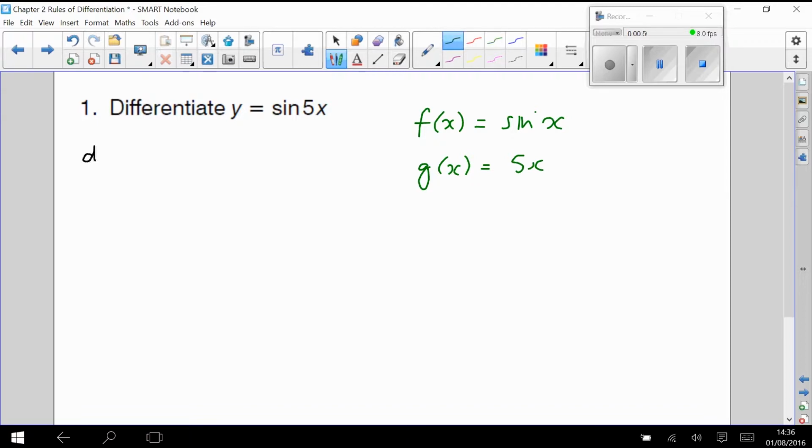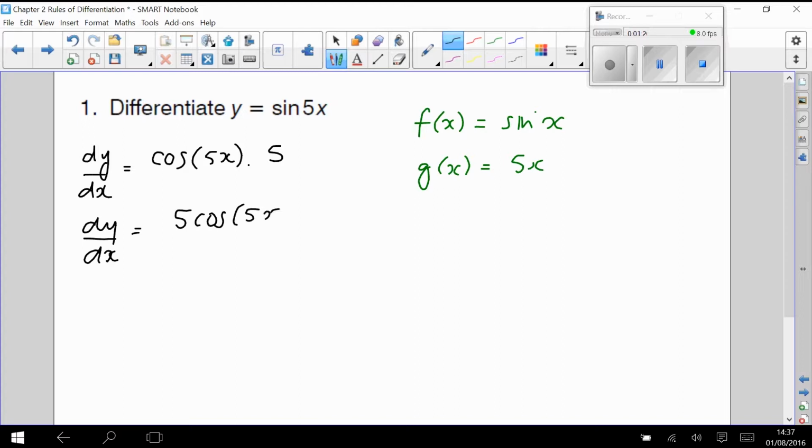So finding the derivative of y with respect to x is going to be the derivative of f of x. Well, the derivative of sine x is cos x. And then I multiply that by the derivative of the inner function, and the derivative of 5x is 5. Just because I like to write my coefficients first, I'm going to rewrite this as 5 times cos of 5x.